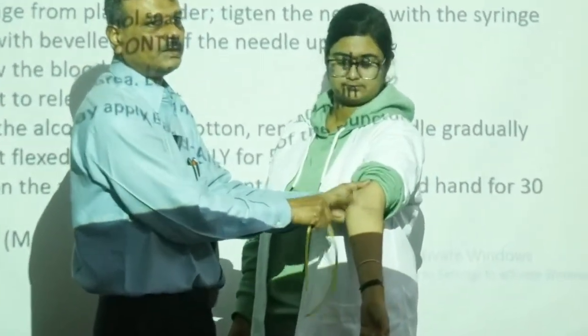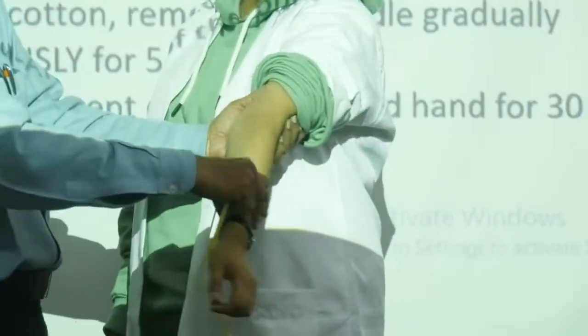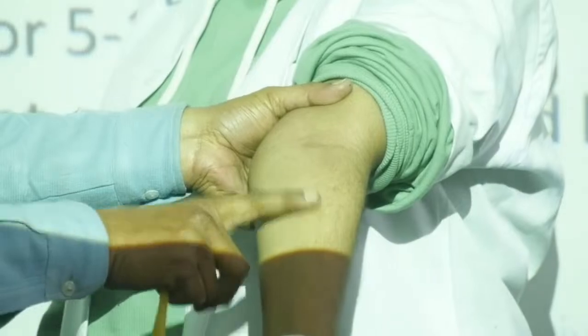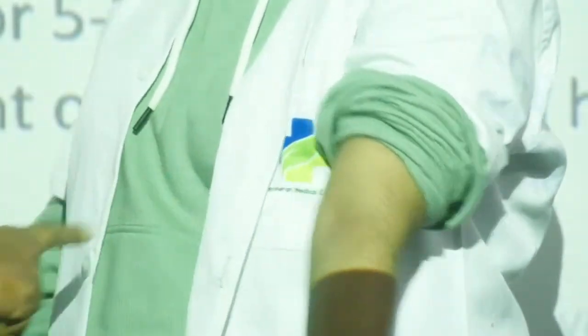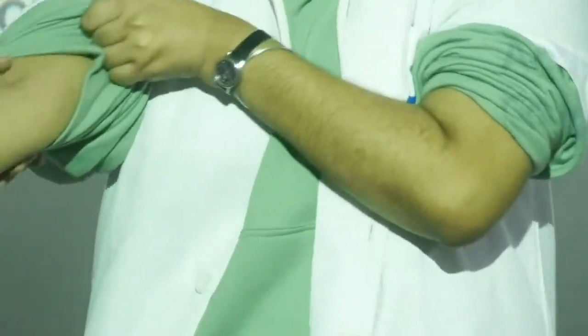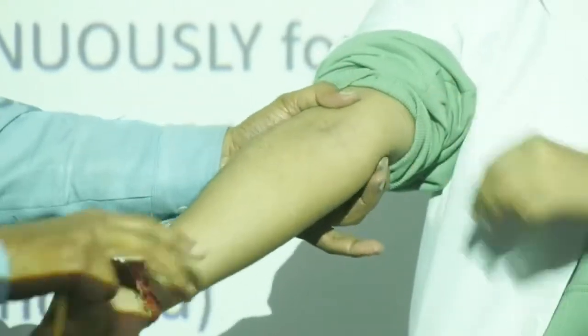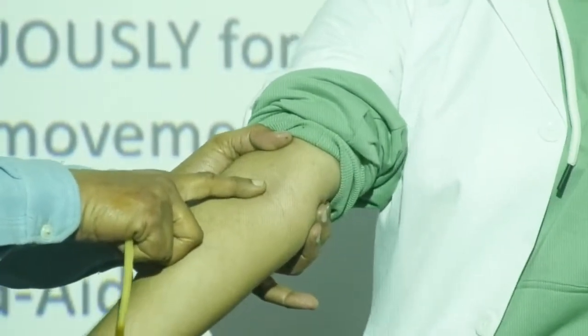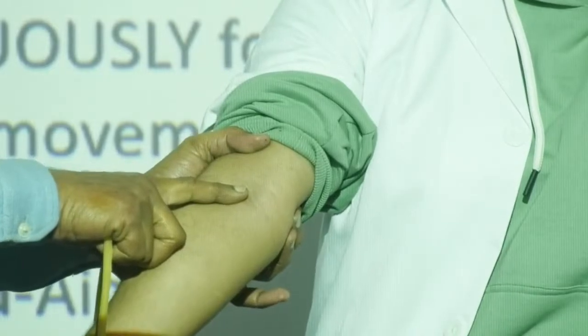Can you see the vein? The vein is not visible here. So you just try to locate where the good vein is. Now the vein is not visible here. If it is not available, then you select the right arm. Now again the vein is not visible here. The vein is there, but it is not visible.